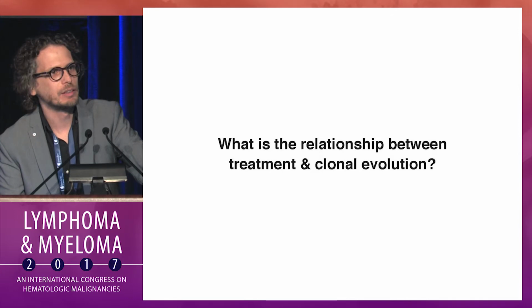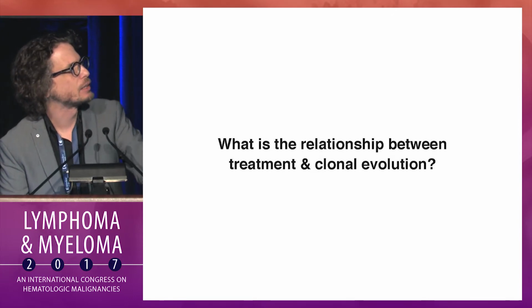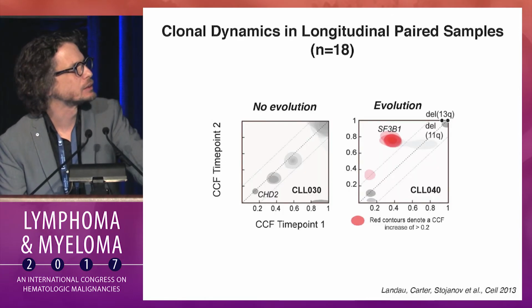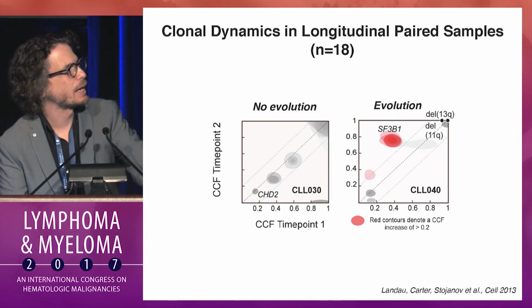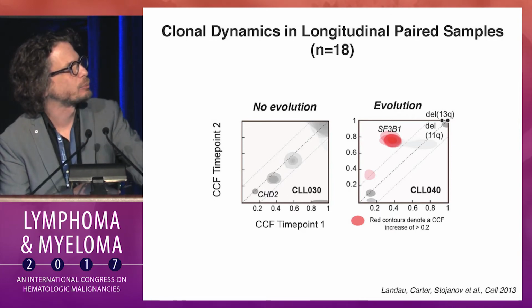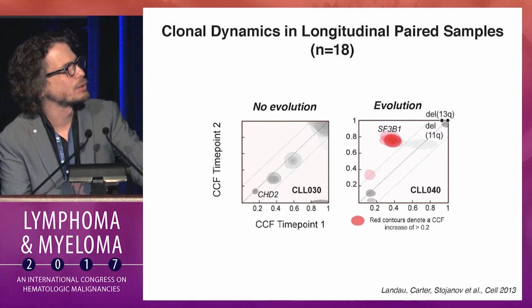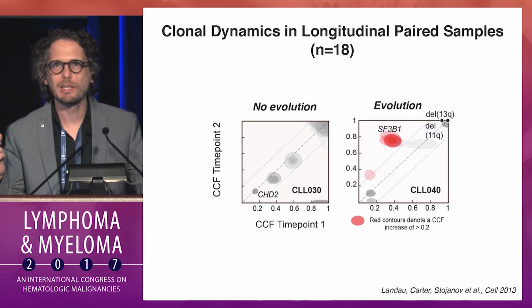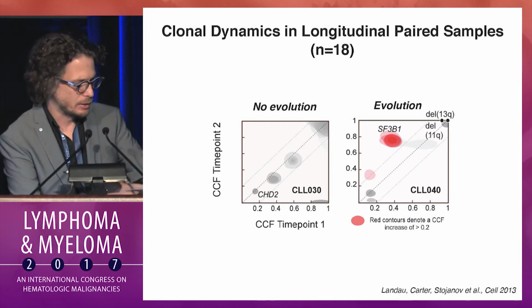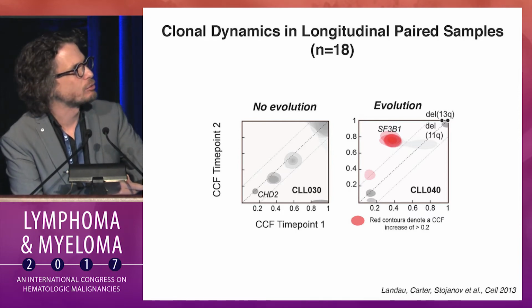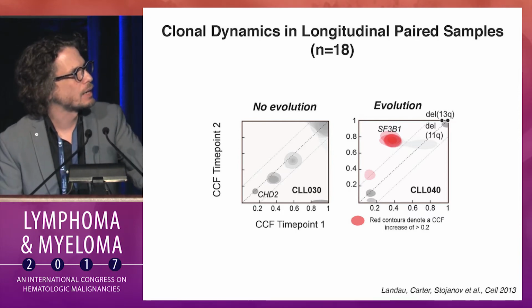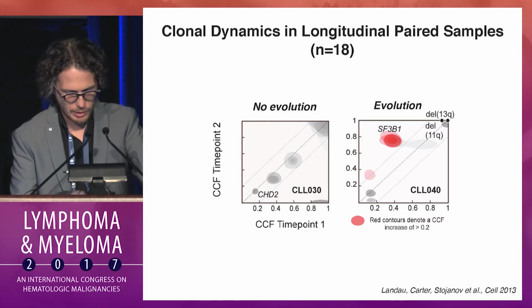We can also study very closely the relationship between treatment and clonal evolution. Here you have examples where we look at the cancer cell fraction at time point 1 and time point 2. We see an example where there's almost no evolution, even though these two samples are 3 or 4 years apart, whereas in another example you have one subclone with an SF3B1 mutation increasing in size.